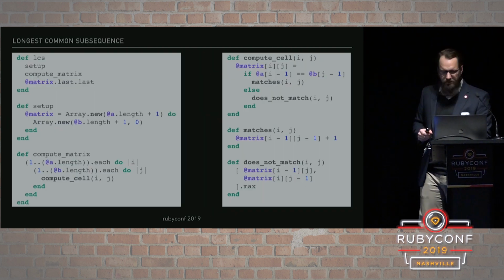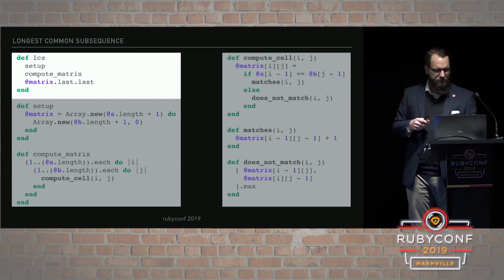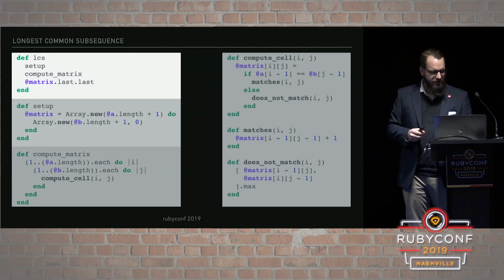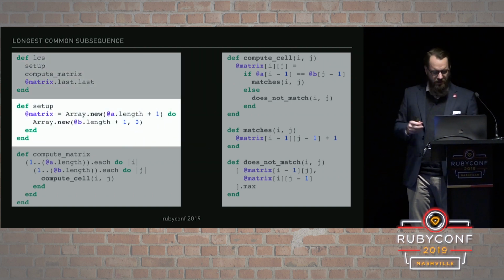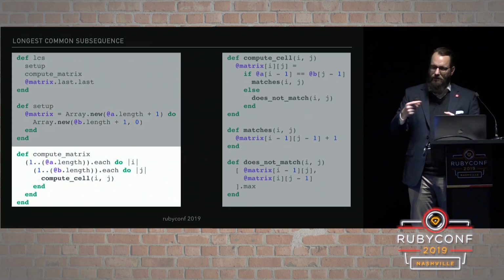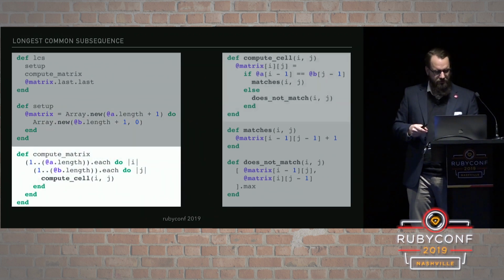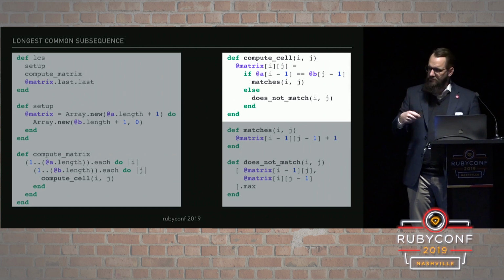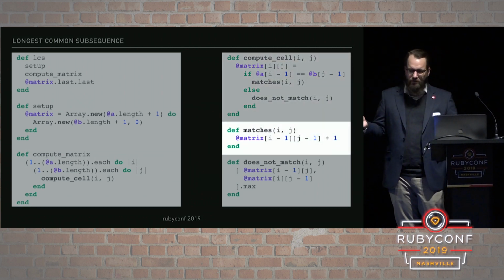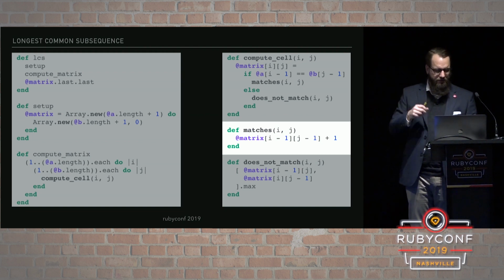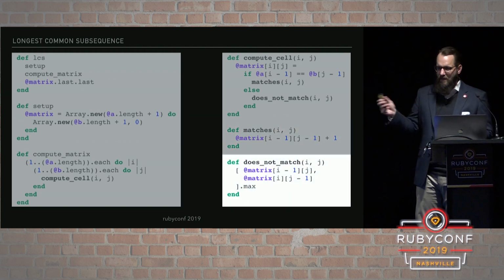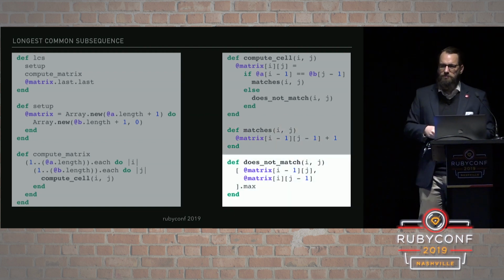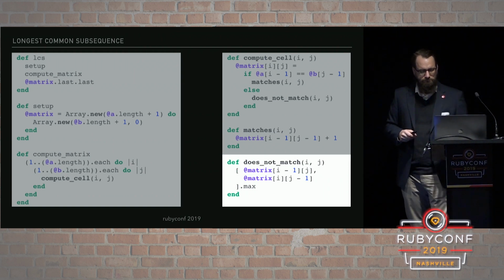This is kind of what it looks like. We're going to set everything up, compute that matrix, and then grab the last thing. Just make a bunch of arrays. And then we're going to iterate through each of the things and compute that cell. If it matches, then do one thing: add 1 to the up and to the left. If it doesn't match, do the other thing: otherwise, just take the max. And that's working Ruby code to implement longest common subsequence.